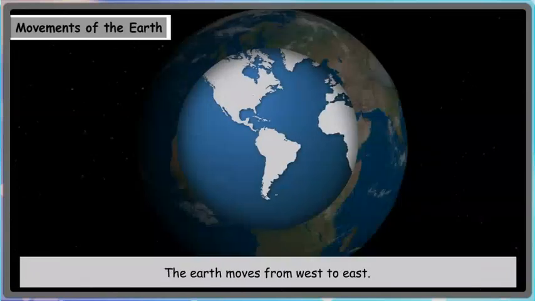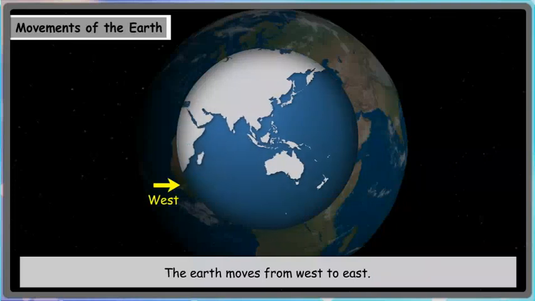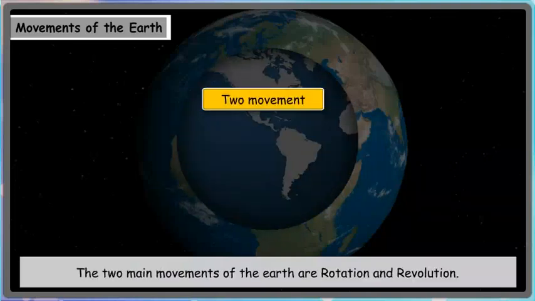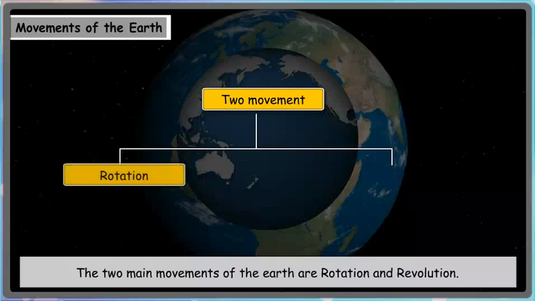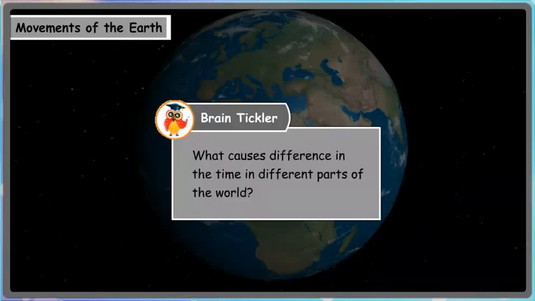So, movements of the earth. The earth moves from west to east. The two main movements of the earth are rotation and revolution. Brain tickler. What causes difference in the time in different parts of the world?